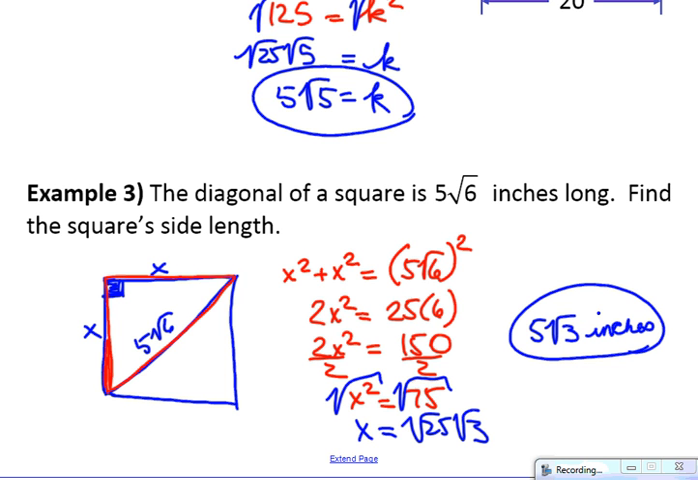So we could put that in our calculator and find out a little closer to what we want to see rather than 5 radical 3, but we'll leave it right there for now. We'll finish this up tomorrow.